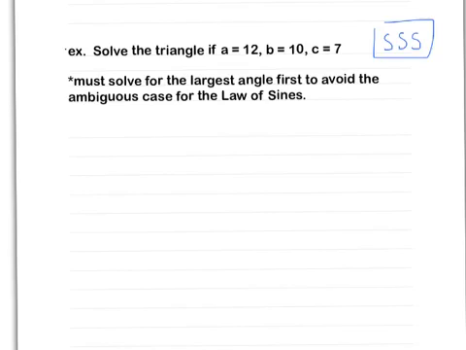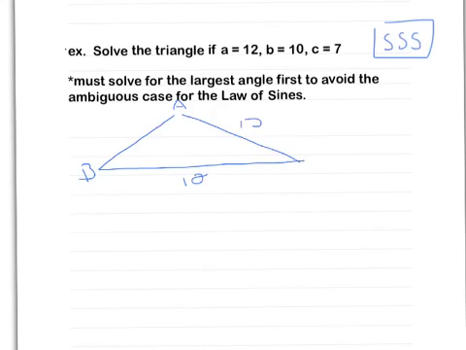There's one thing to watch out for on this, and it's not a hard thing to watch out for, but you must solve for the largest angle first. That way you'll avoid having to deal with the ambiguous case for the law of sines. So as long as you remember to solve for the largest angle first, you should be fine on this one. I'm just going to set this up. This is 12, so this will be A. I'll make this 10, so this will be B, and this will be 7.